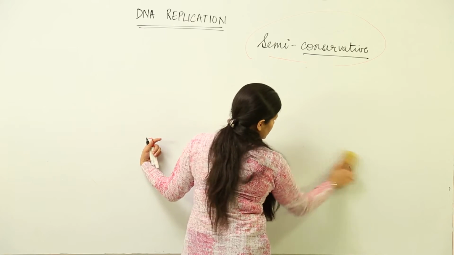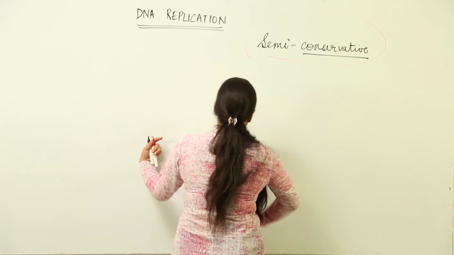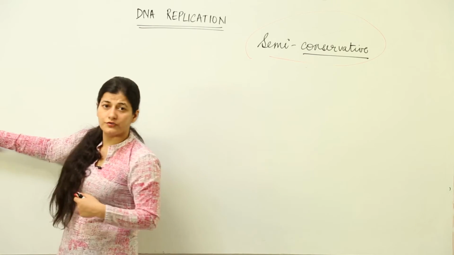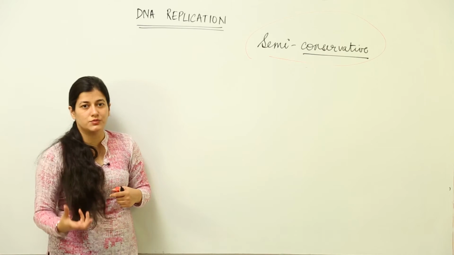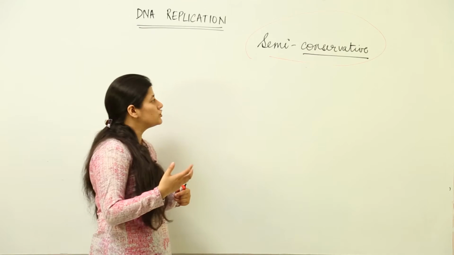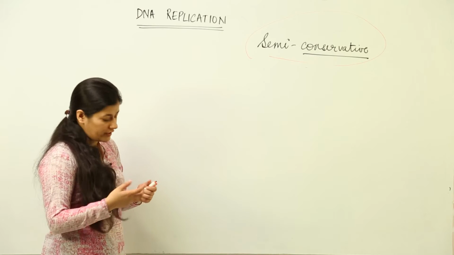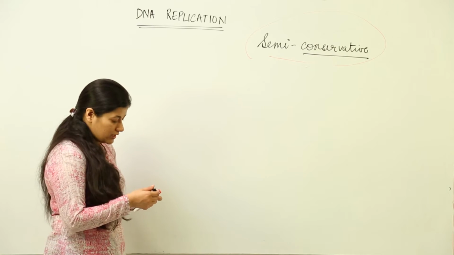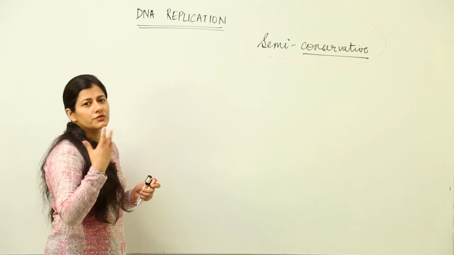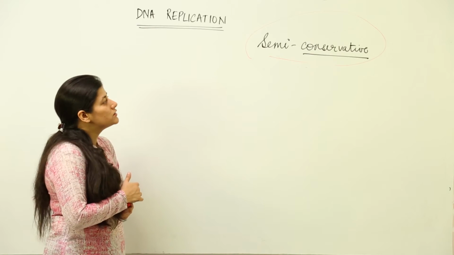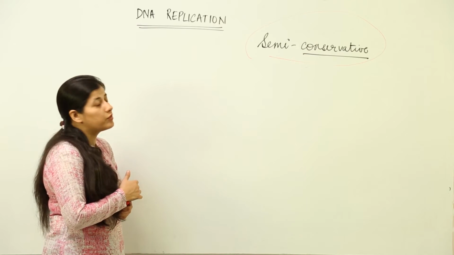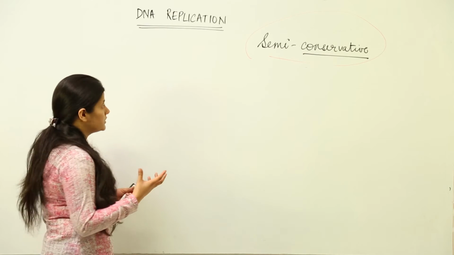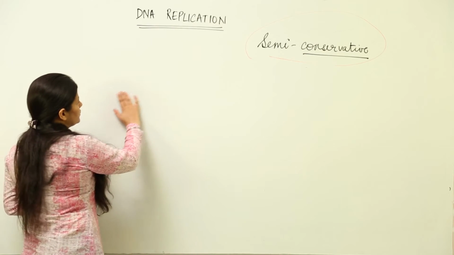E. coli has a life period of 20 minutes. You know that it divides within 20 minutes. So such a rapid rate of division could be of help to the scientists. That's why they choose E. coli often, and moreover a lot of studies have been done on E. coli. So it becomes an important experimental aspect in molecular biology.